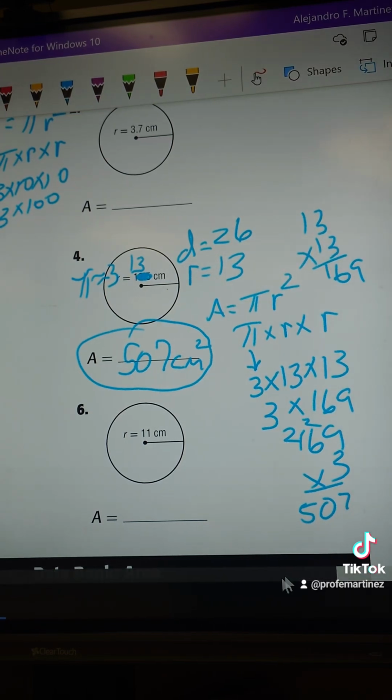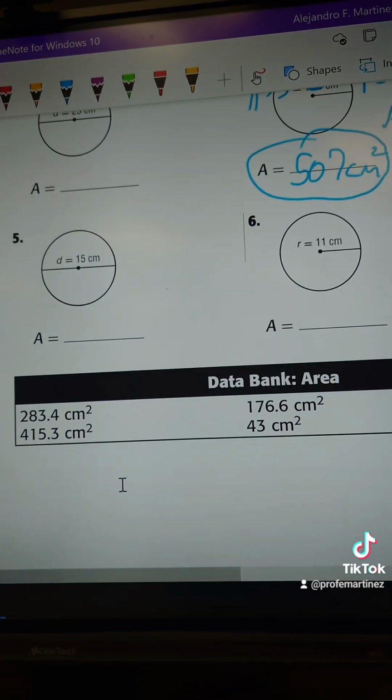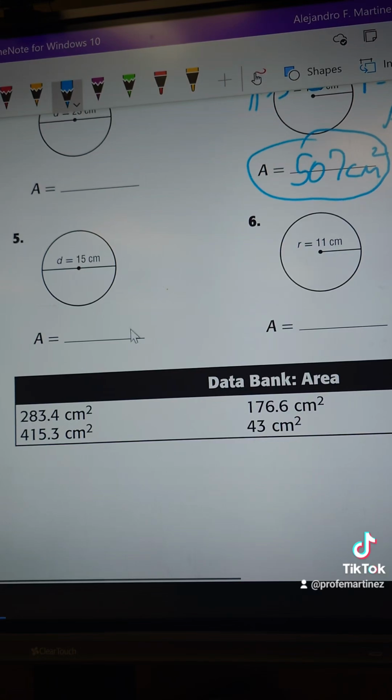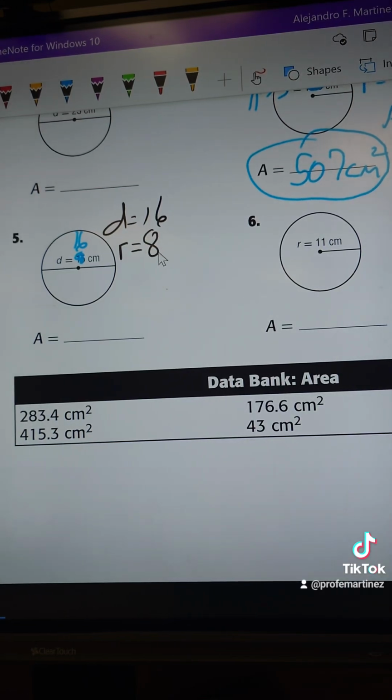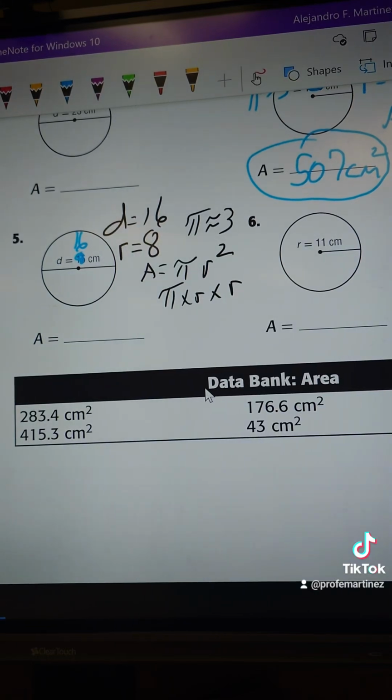Okay, I'm going to do one more here. For 15, again, we're going to change this. Instead of 15, we're going to use 16 because I don't want to mess with the decimals right now. So the diameter is 16. What's the radius? The radius is half of that, so the radius is 8. And we're going to keep using pi as 3. My equation is pi times radius squared, that means pi times radius times radius.